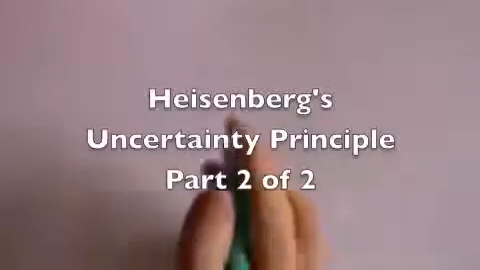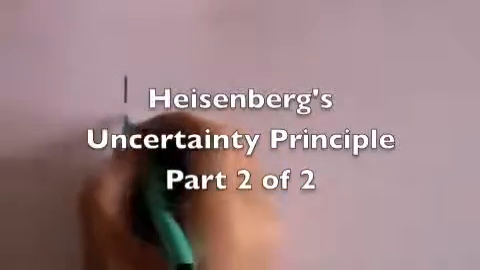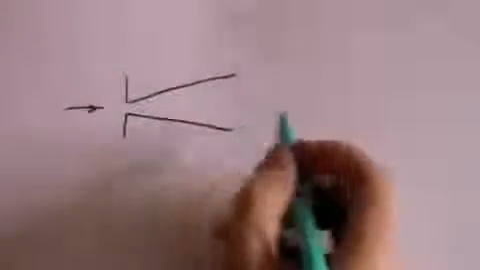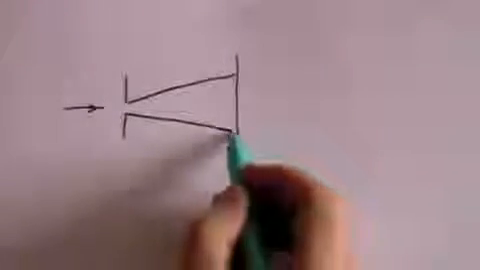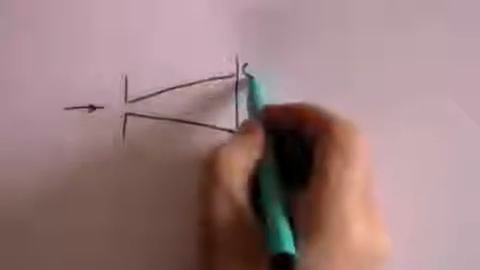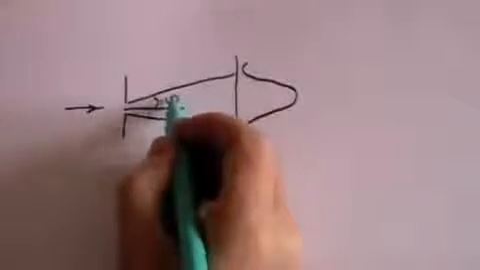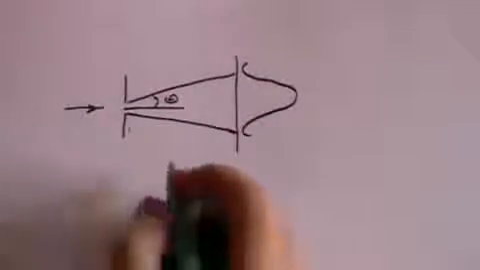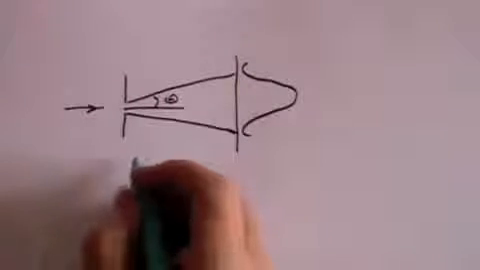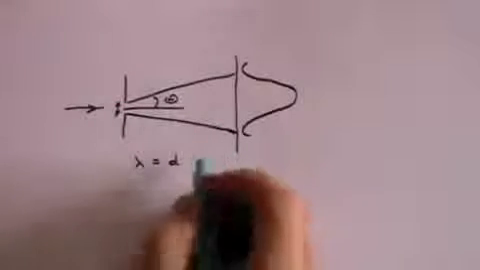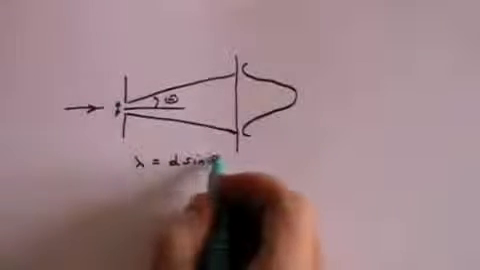So let's look again at what happens when we use electrons. Here's the slit. Here is the electron beam, but it spreads out to a point where there's a minimum, a maximum and a minimum, and the angle is theta. And we have said that the wavelength lambda equals d, which is the width of the slit here, sine theta.